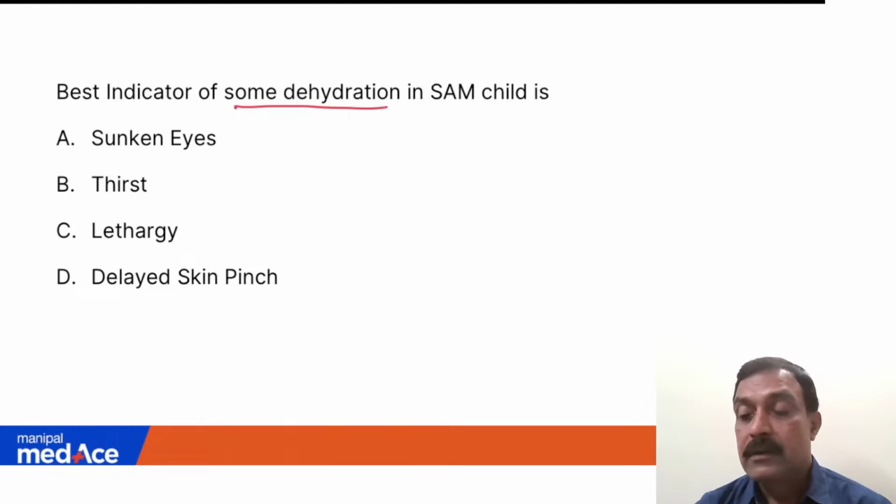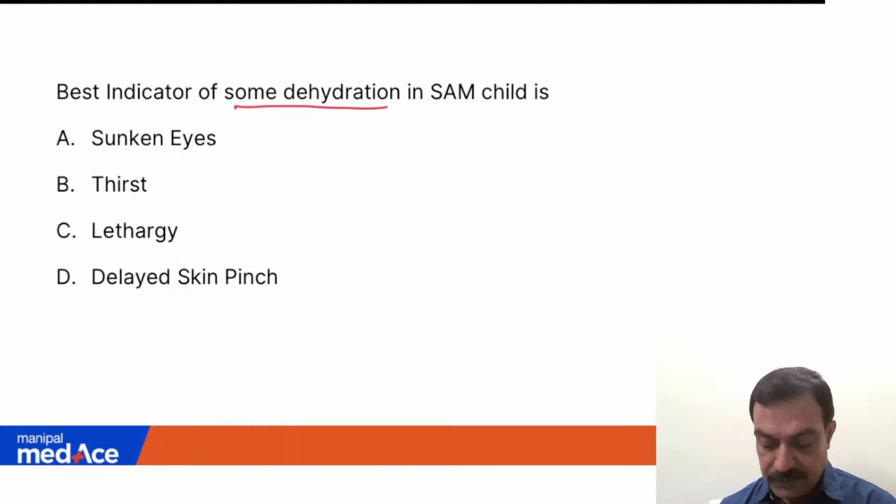Thirst: in the initial stages, thirst is present, but as the child worsens, the thirst may be impaired, and the child may be more lethargic also. In addition to that, in severe acute malnutrition, remember this child is more lethargic, so I'm not sure this child will have thirst. Delayed skin pinch is again seen in severe acute malnutrition. That's why this is not a very reliable sign of dehydration in severe acute malnutrition.